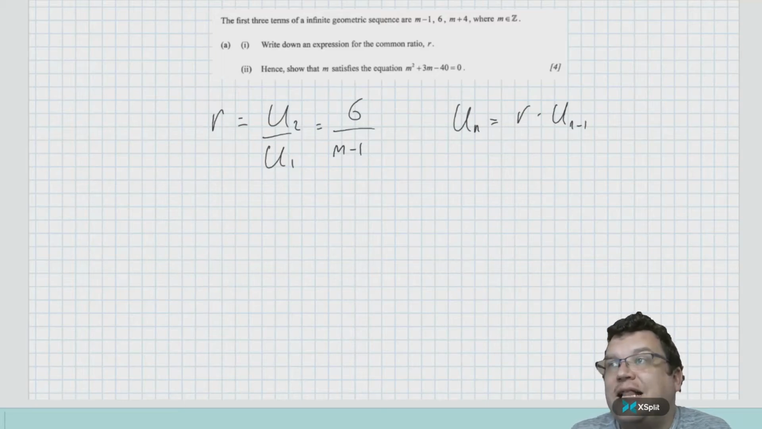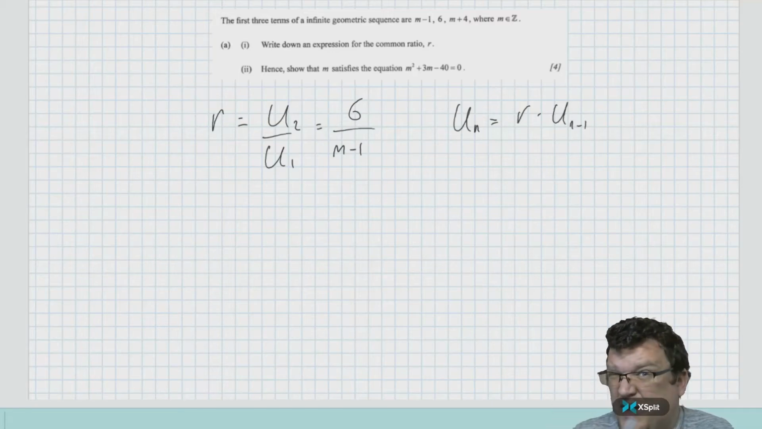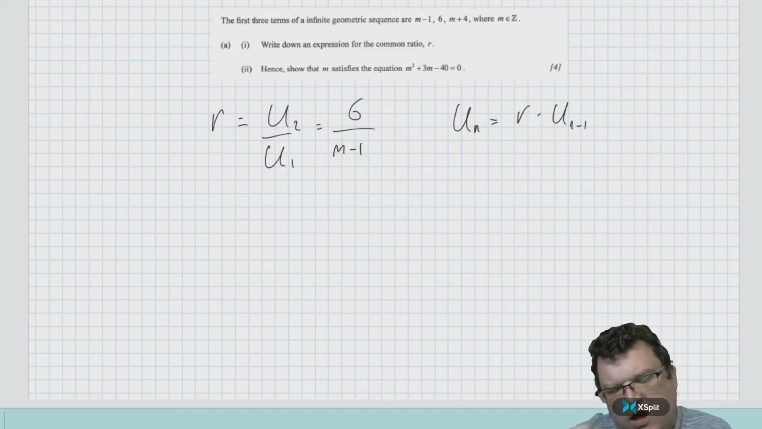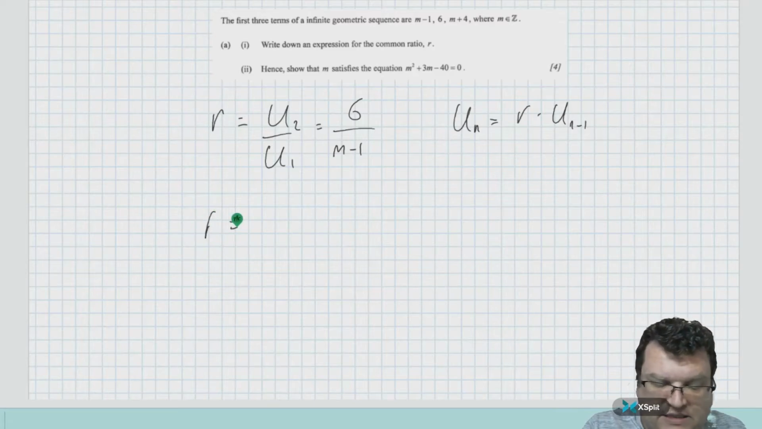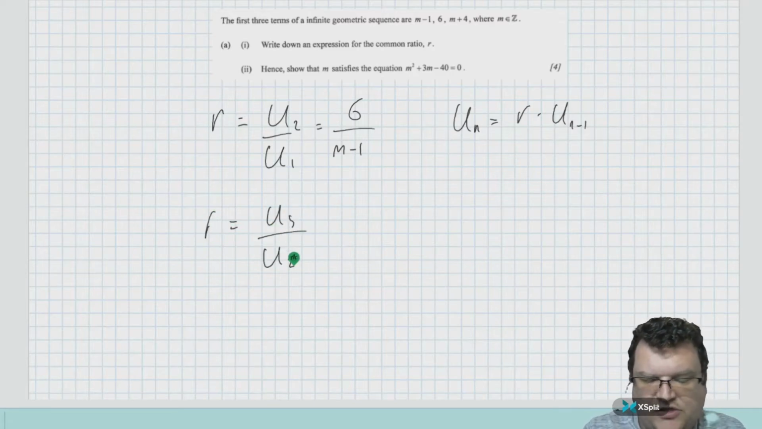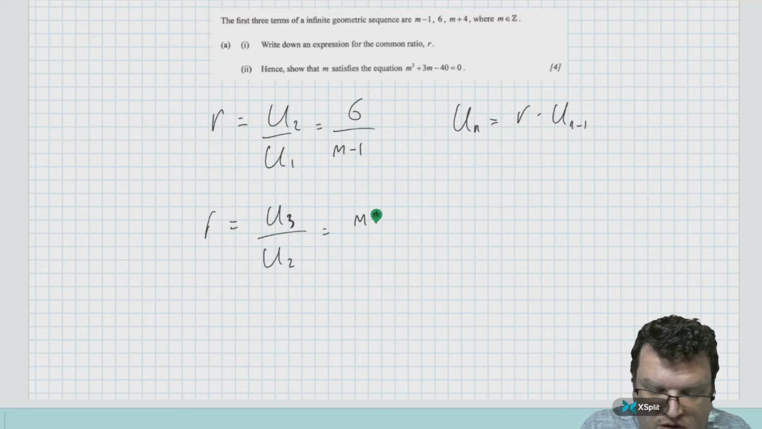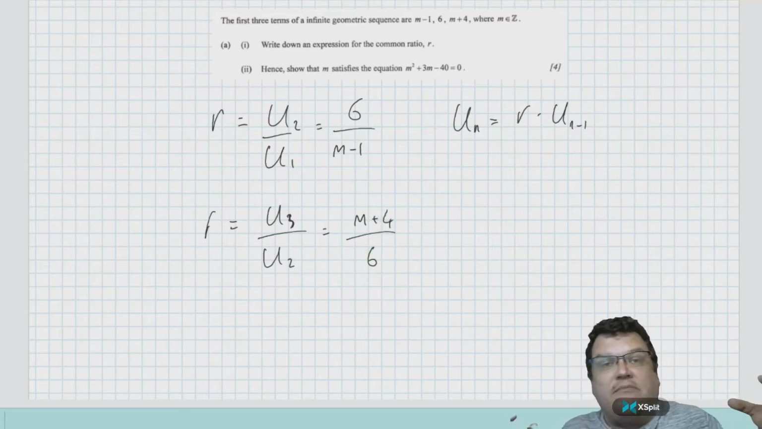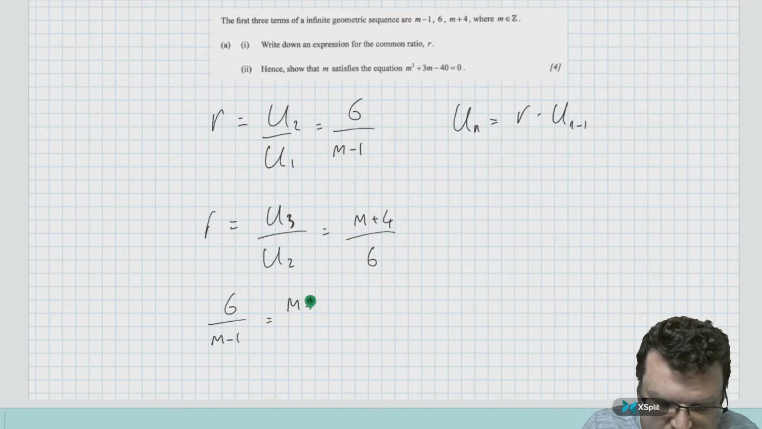Next, I'm asked to hence show that m satisfies this equation. Now, obviously I don't have enough information there to really know, because I've got r that I don't know, I've got m that I don't know. So I'm going to need to find another way to write r and equate them. So what I could do is also consider that r is the ratio of the third term to the second. So that should be a 3. And again, I can just substitute in now. That's m plus 4 over 6. And then, because these are both r, I can equate them, giving me the equation 6 over m minus 1 is equal to m plus 4 over 6.